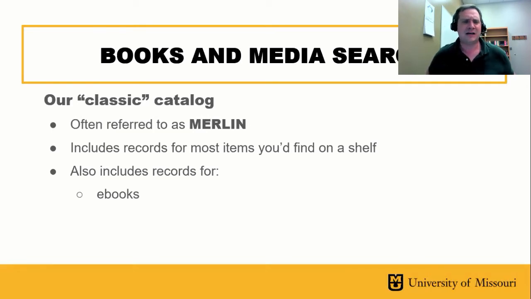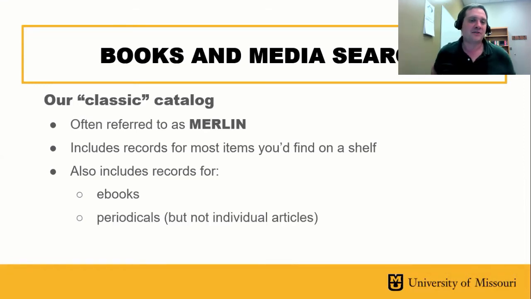Part of the reason is that traditionally ebooks are just titles of books that in the old days we would have purchased in physical format, but we have chosen to purchase in a digital format instead. But they are still books. So we do continue to catalog those, and you'll be able to find those in Merlin.